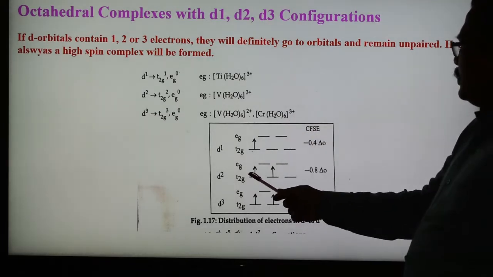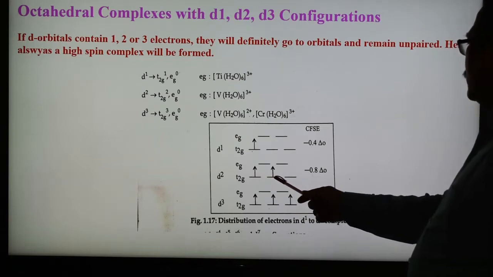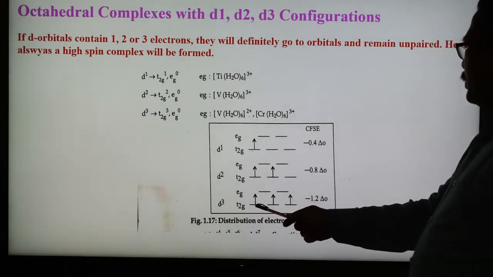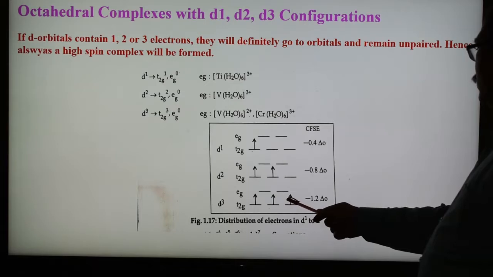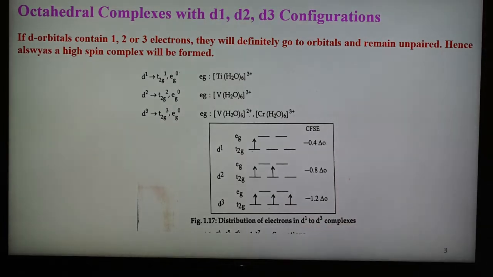In case of d2, t2g has two electrons. So one is here, second is here. In case of d3, t2g has three electrons. One is here, second and third. So the CFSE value can also be determined on the basis of that.